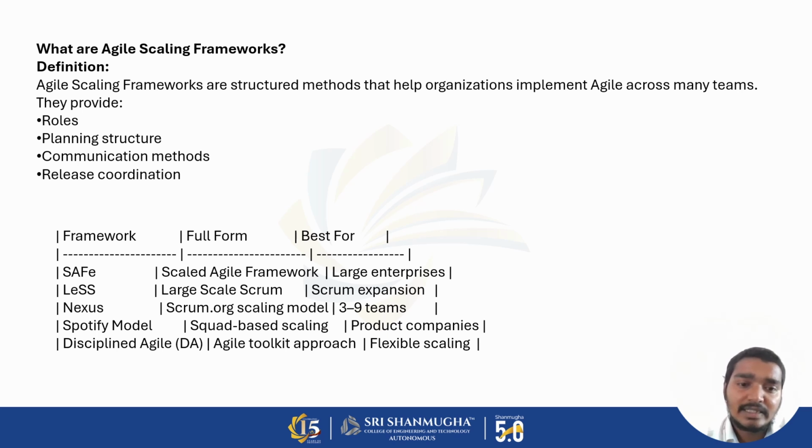First, SAFe is the Scaled Agile Framework. It works for large enterprises. Next is Large-Scale Scrum, which is a Scrum expansion. Next is the Nexus scaling model, for 3 to 9 teams, and Scrum-based scaling for product companies. Next is the Agile toolkit approach, for flexible scaling. So the frameworks are SAFe, LeSS, Nexus, the Spotify model, and Disciplined Agile. So they work as Agile scaling frameworks.